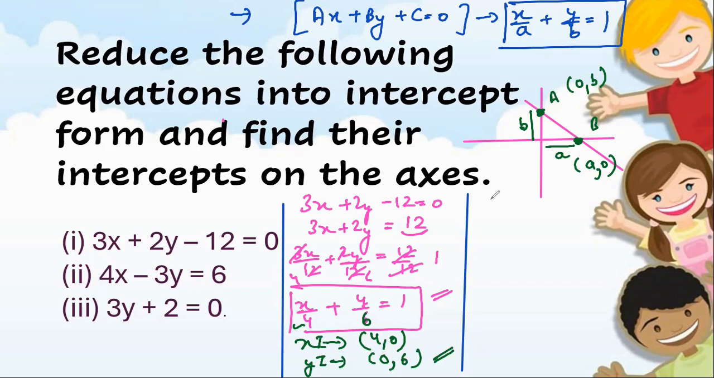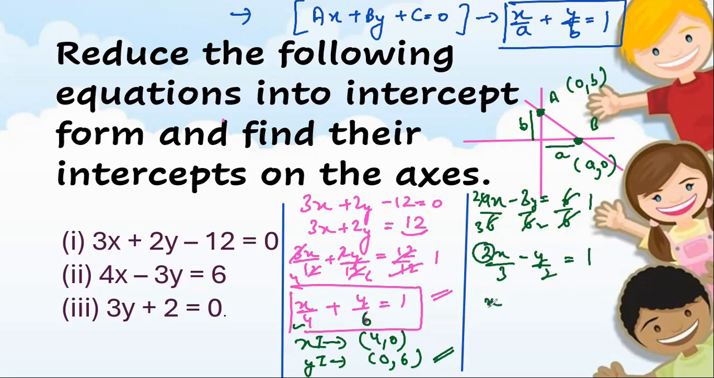Now, the second equation is 4x - 3y = 6. Already the constant is on the right-hand side. To make 6 as 1, I will divide both sides by 6, so it becomes 1. Now this will become 2 times 2, 2 times 3, and 3 times 2. The x has 2 multiplied in the numerator, minus y/2 equals 1. Everything is in the form, but here I don't want anything in the numerator, so I will take this 2 to the denominator of 3. It will become 3/2. I will write it nicely so that you will understand: x/(3/2) - y/2 = 1.